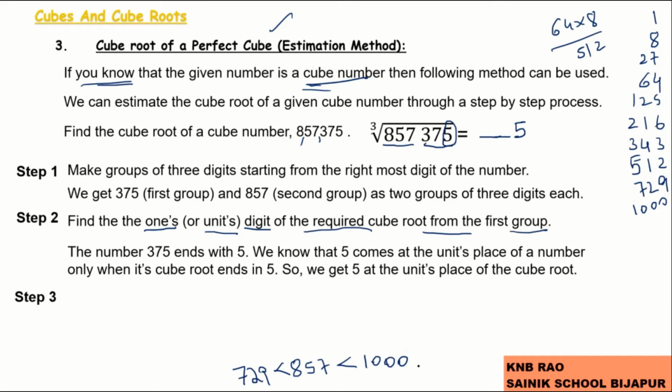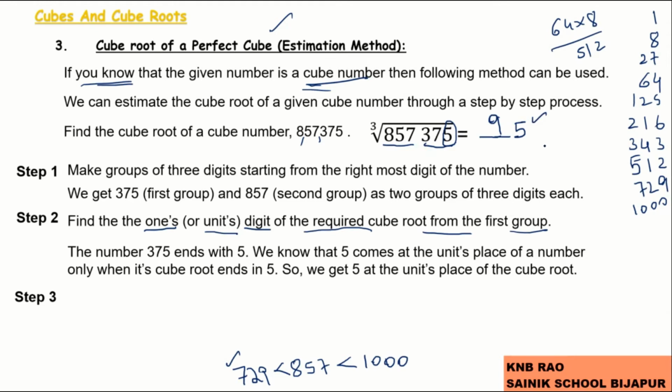Now amongst these two, choose the smaller one, and 729 is the cube of 9, so that cube root of 729 you place as the tens place digit for the cube root of this 8,57,375. And remember, however many groups you have, that many digits will be there in the cube root of a number. So the number of digits in the cube root will be equal to the number of groups. Here we have two groups, and obviously we have a 2-digit number as the cube root of it.